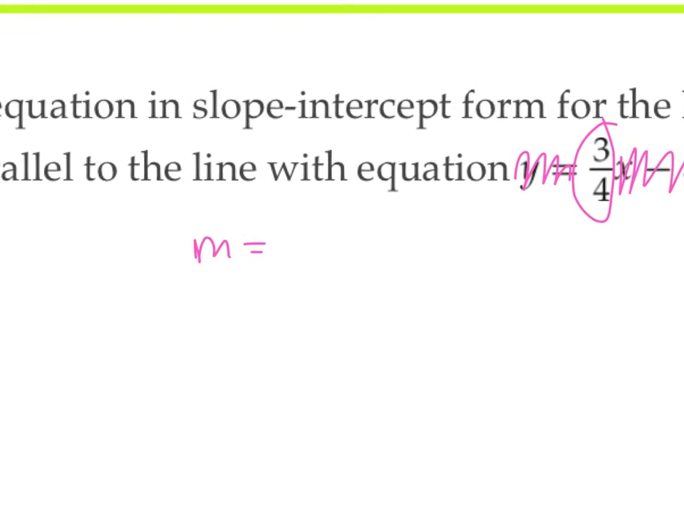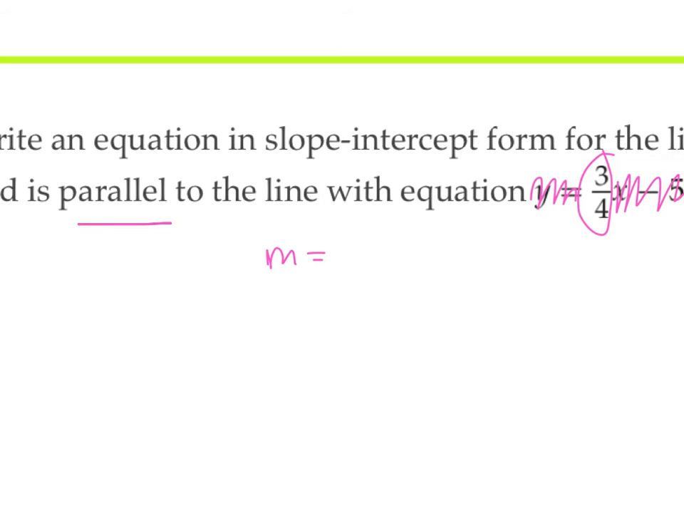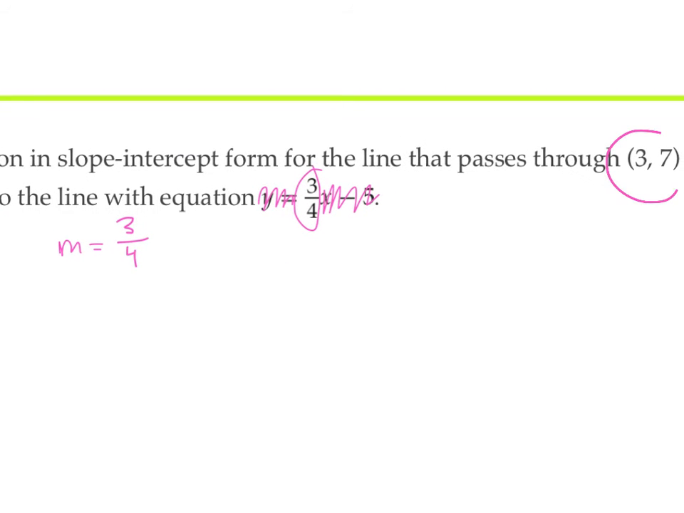Remember, this says that the two lines are parallel. What do we know about parallel lines? Parallel lines have the same slope, so our slope stays the same. Our slope is 3 over 4. Now we take our slope and our point and plug it into point slope form. So we have y minus y1 is equal to 3 over 4 times x minus x1.